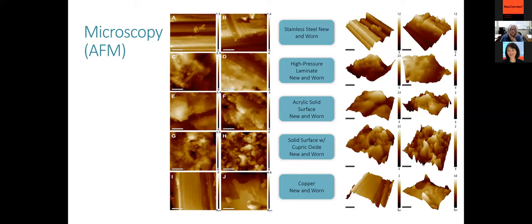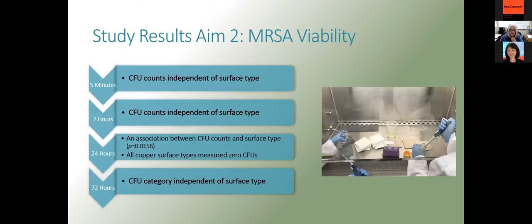So in the study results of AIM 2, this was MRSA viability. This was looking at the length of time that MRSA was able to live. And this was in a laboratory environment, not in a hospital unit, so there was no soil introduced in this particular version of the study. We were literally looking at how long the MRSA can survive without soil in a laboratory experiment. So we tested at 5 minutes, 2 hours, 24 hours, and 72 hours. And what we found, just full disclosure, is that MRSA grows very rapidly, and then it dies off pretty rapidly when it's not provided the resources that it needs to sustain itself.